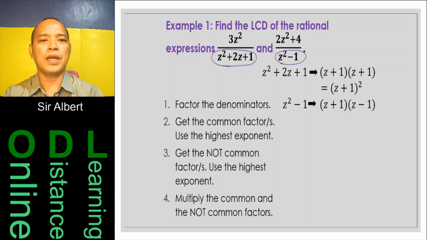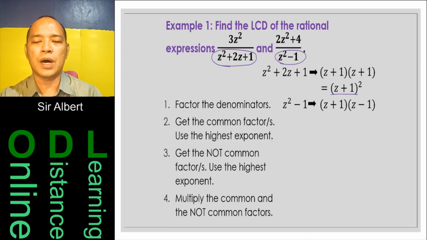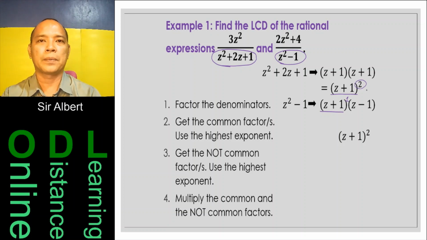The next step is to get the common factor or factors between or among the denominators. So we see that z plus 1 is a factor that is common to both denominators. We always make use of the highest exponent. So between z plus 1 to the first and z plus 1 raised to the second power, the highest exponent is 2. So for the common factor, we take z plus 1 quantity squared.